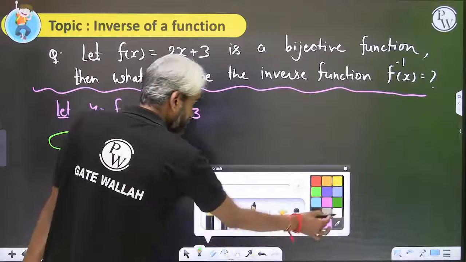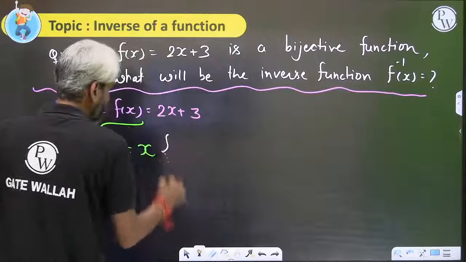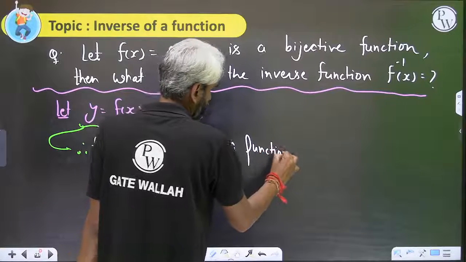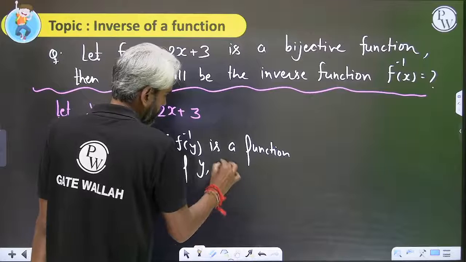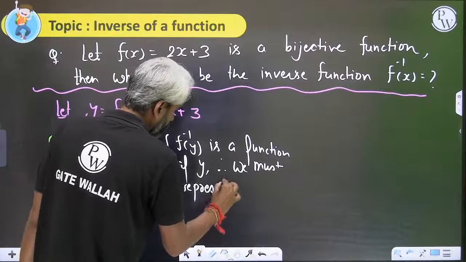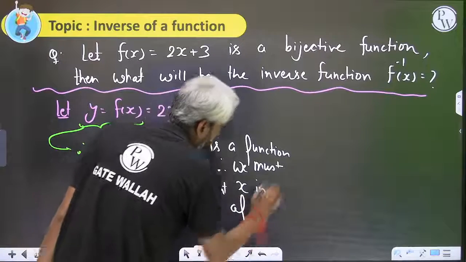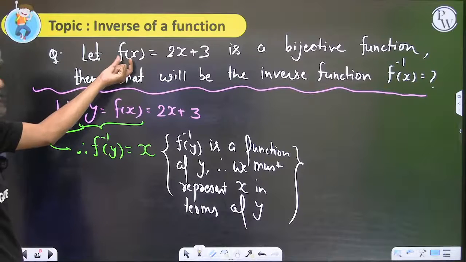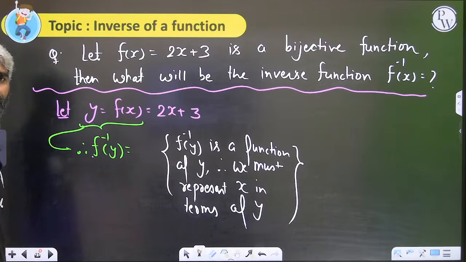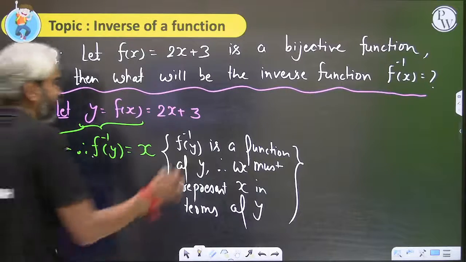Now, the idea is that f inverse of y is a function of y. Therefore, we must represent x in terms of y. Because if it is a function of x, the variable in the equation must be x. If it is a function of y, then the variable in the equation must be y. It cannot be x.